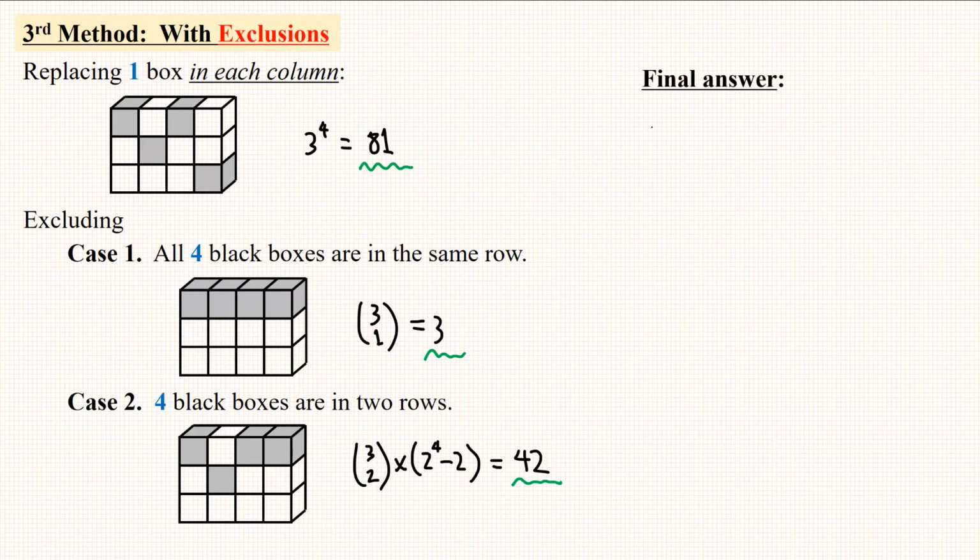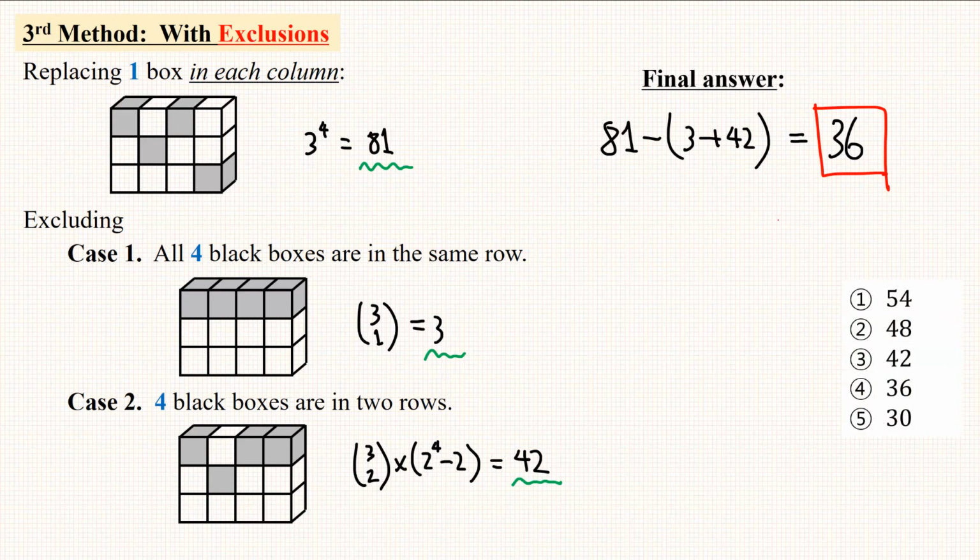Therefore, the final answer is 81 minus 3 minus 42, which is 36. And if we take a look at the given choices, we know that the correct choice is 4. And that's all for this video.